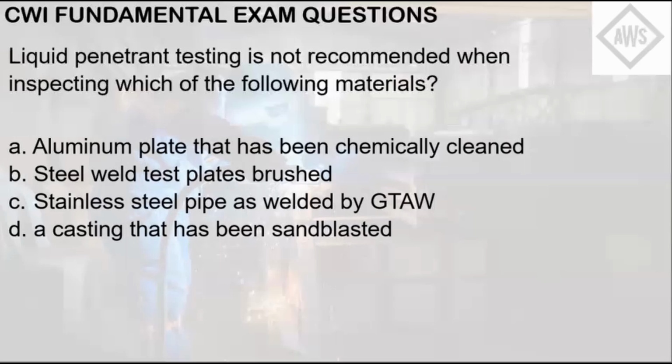The answer here is letter D, since sandblasting breaks off or peens the surface, which can close the openings necessary for capillary action. So if you sandblast the surface of a metal, dye penetrant testing will not be possible because you broke off all the openings that are necessary for capillary action, or the liquid rising to the surface, to occur. So the answer here is letter D, a casting that has been sandblasted.